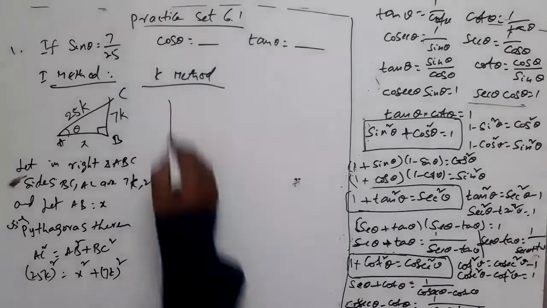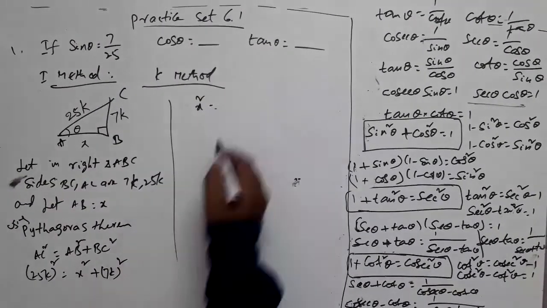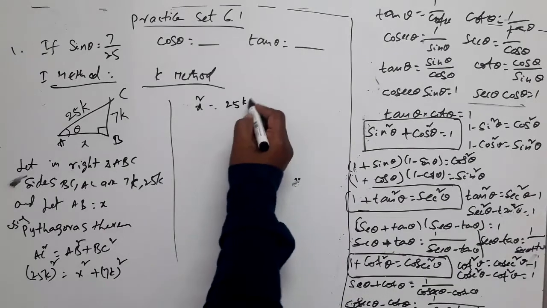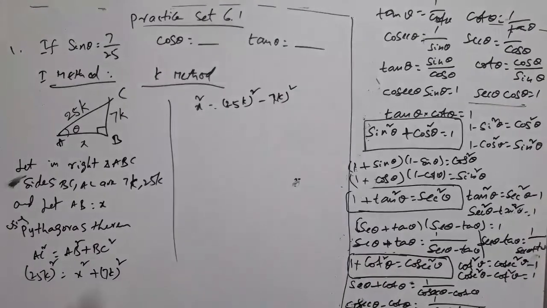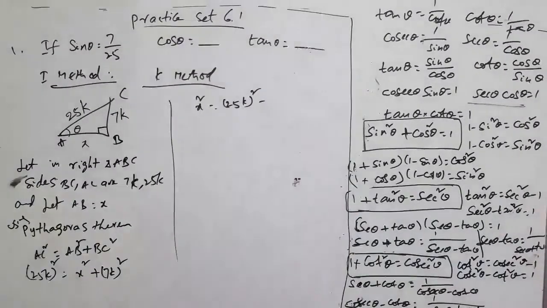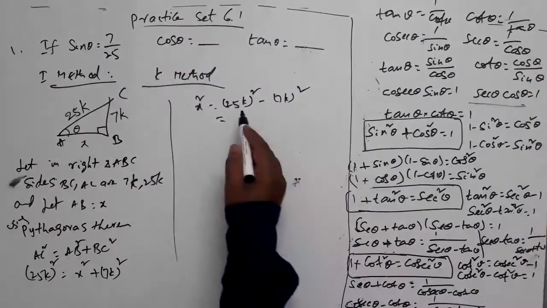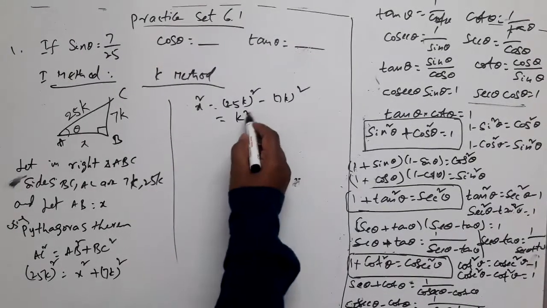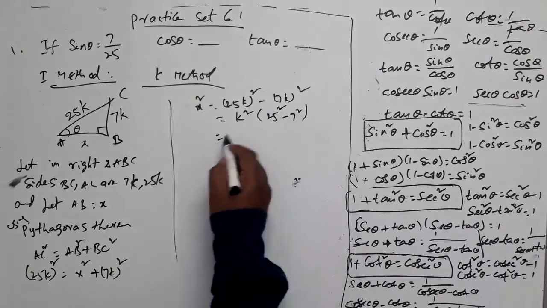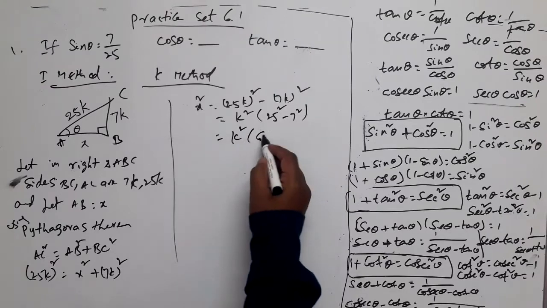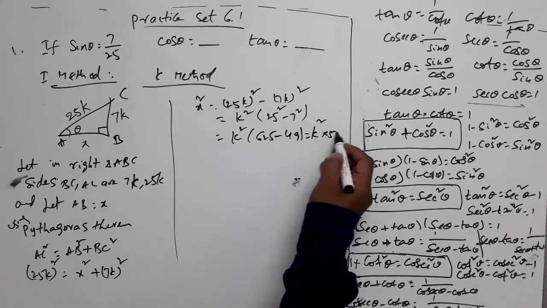Let us simplify further. I want x square, right? I want to find the value of x. So x square can be written as 25k whole square minus 7k whole square, right? Can I write like this? Yes. Let us simplify further. k square I can take out, right? This is 25 square minus 7 square. So this is k square multiplied by 625 minus 49. So this is k square multiplied by 576.